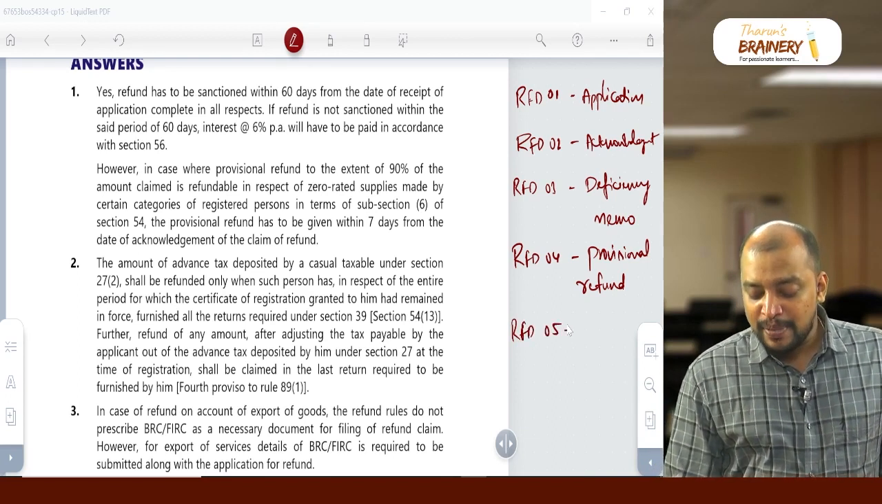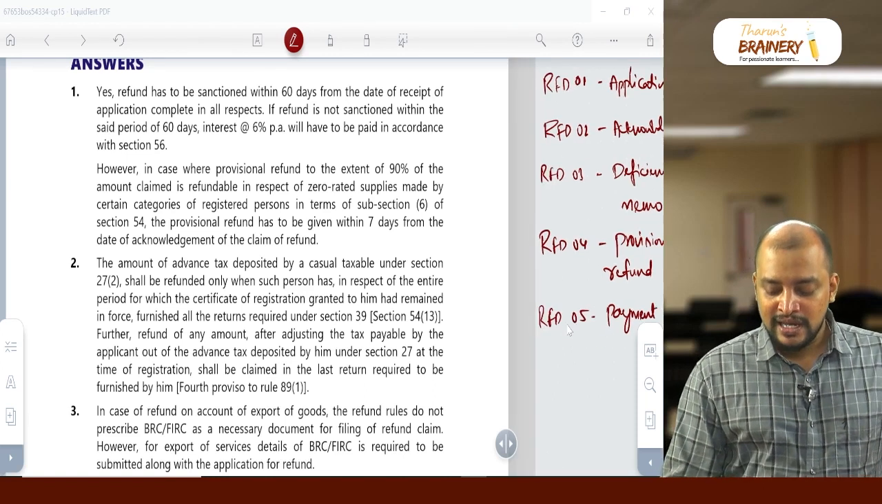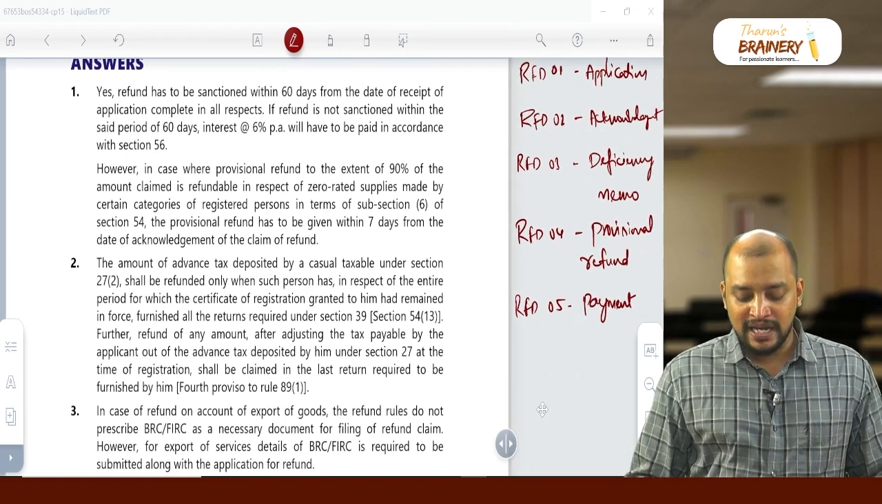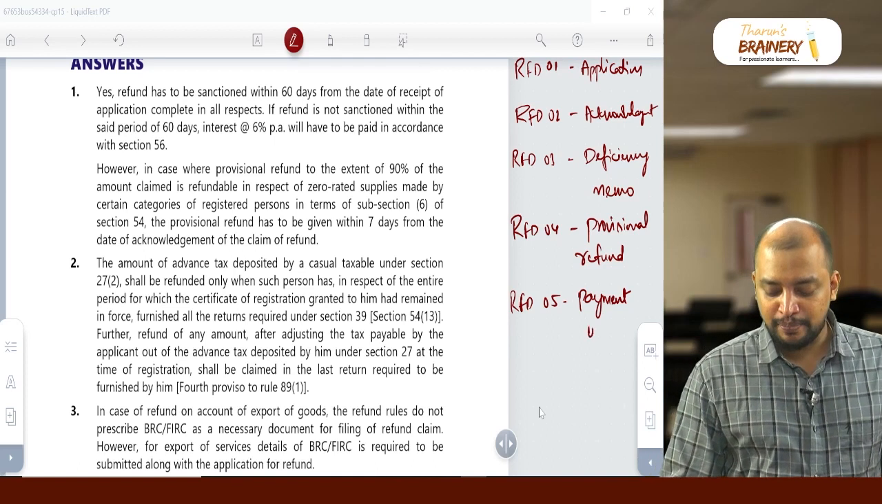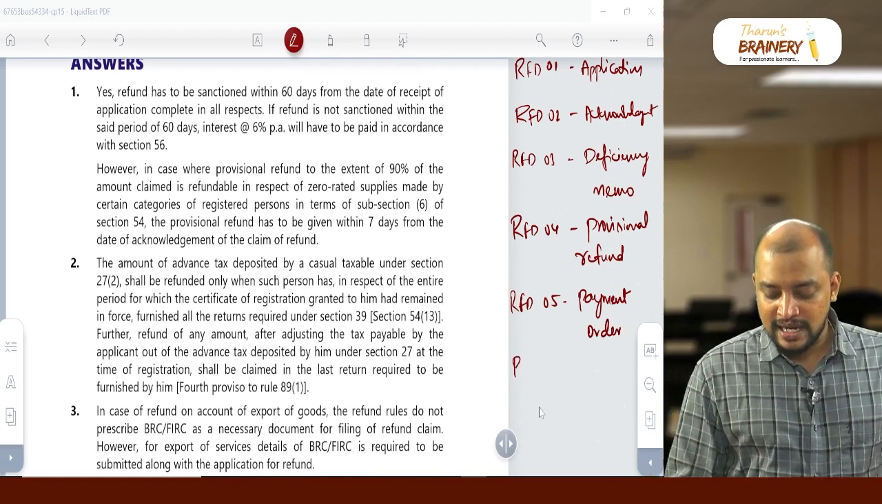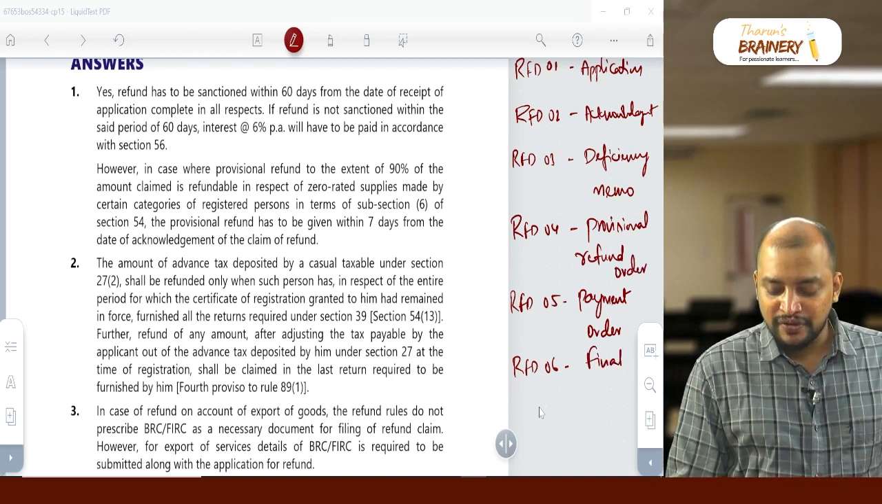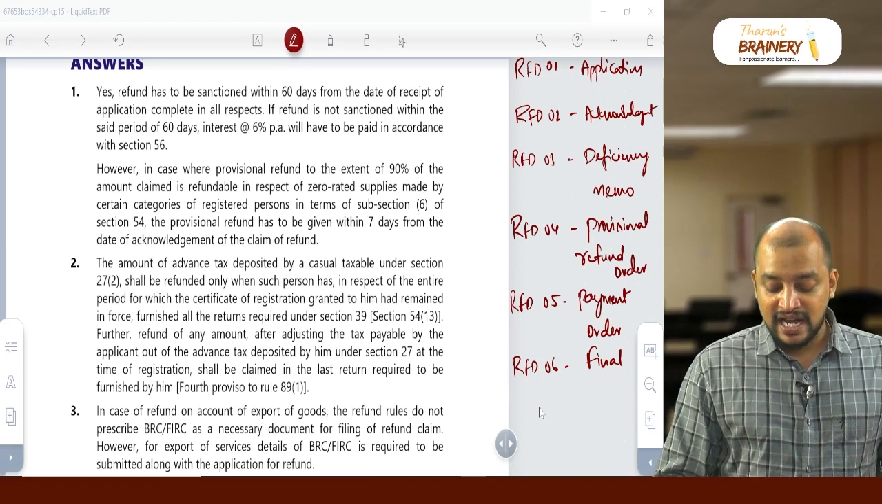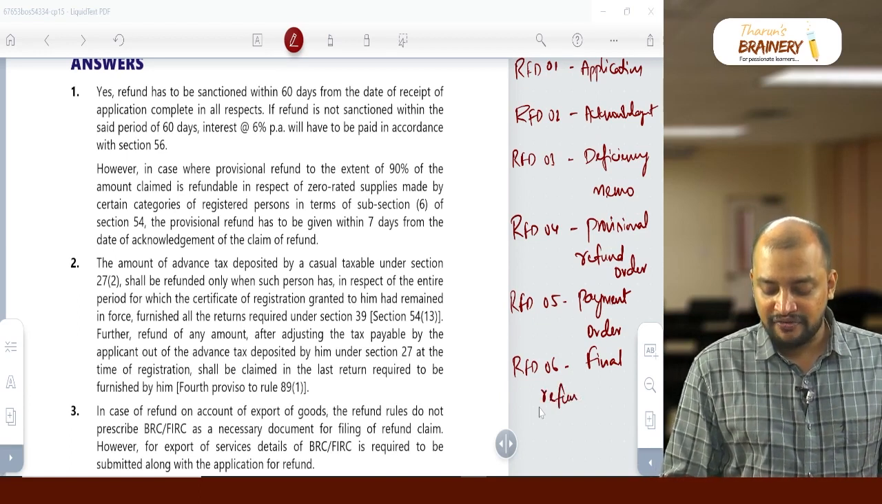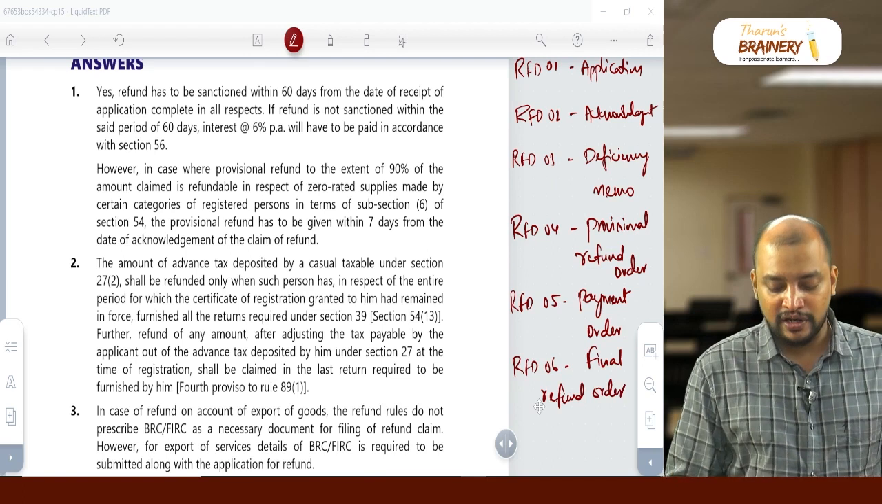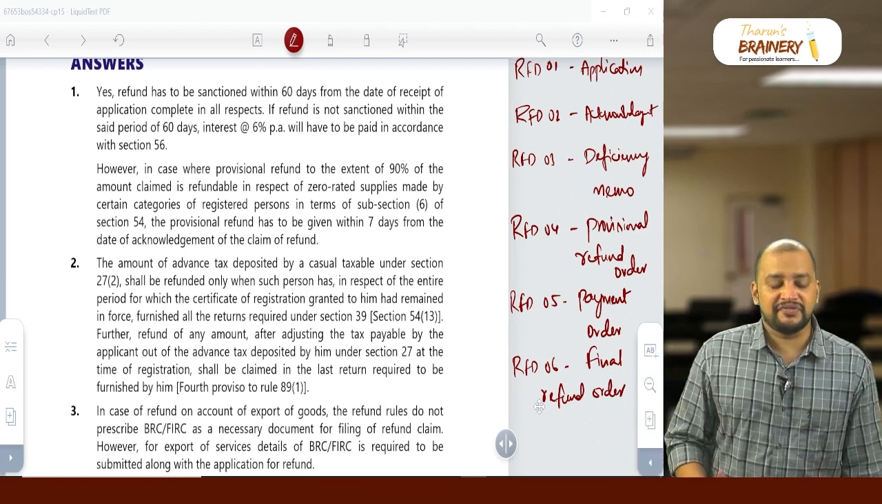RFD5 is payment order. So once the refund is sanctioned, then the payment order will be passed in RFD5. Then RFD6 is final refund order. So RFD4 is provisional refund order, whereas RFD6 is final refund order. So these are the various refund forms.